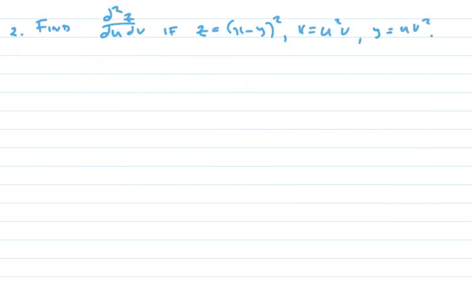Now let's have a look at question number 2. The first thing that you need to understand again is the notation. What exactly do we mean by the second derivative of z du dv? Well, it's defined as follows. The second derivative of z du dv actually means the derivative with respect to u of the derivative of z with respect to v.